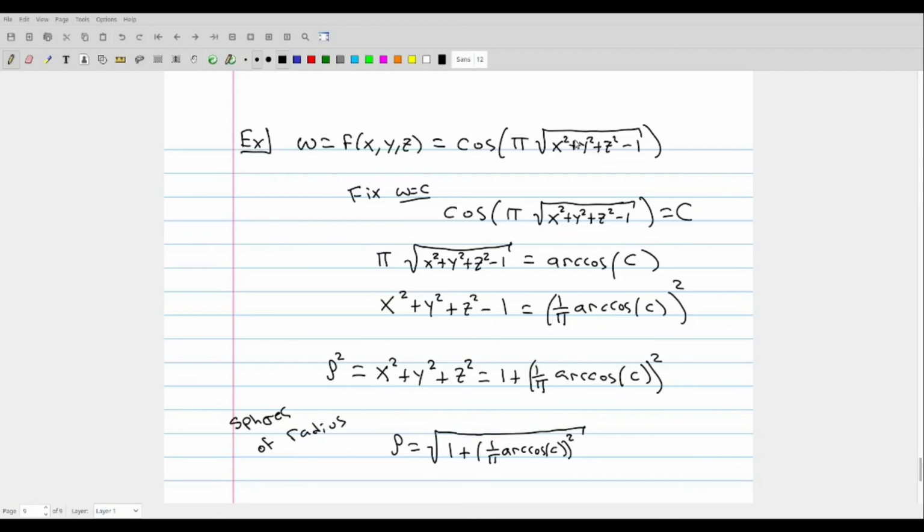I'm going to end the lecture here. You can do many other examples, and I can definitely talk about more examples in the future, but this will end the lecture for today because I've described the concept of a trace, and I've also gone over level curves for functions of 2 variables and level surfaces for functions of 3 variables.